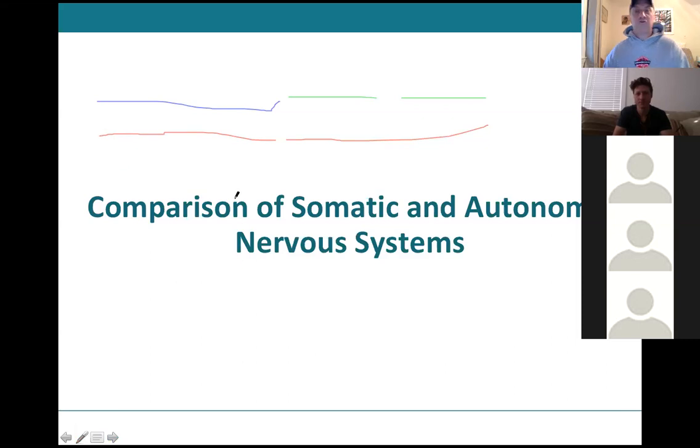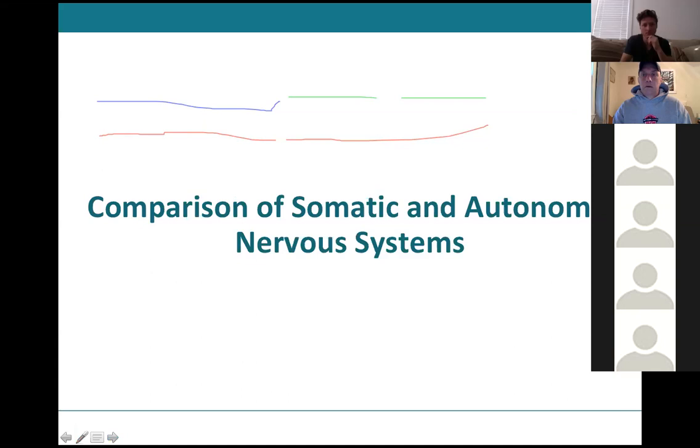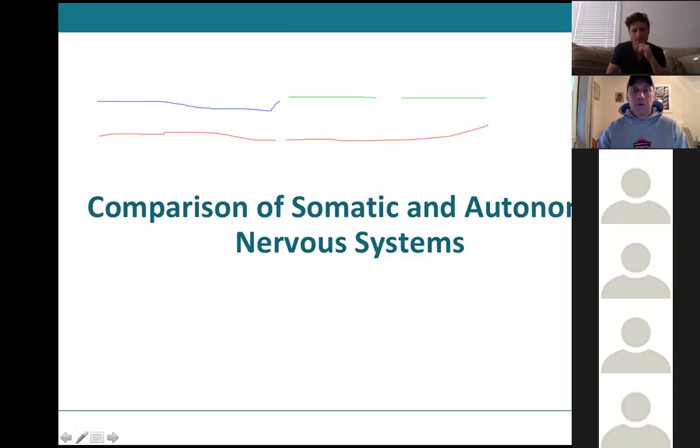And what have I just drawn for you here? Blue, green, green, red, red. Anybody? Different nervous system innervations. Yeah, okay, it's a good start, but there's a pattern there. What's the pattern I'm trying to get you to learn?